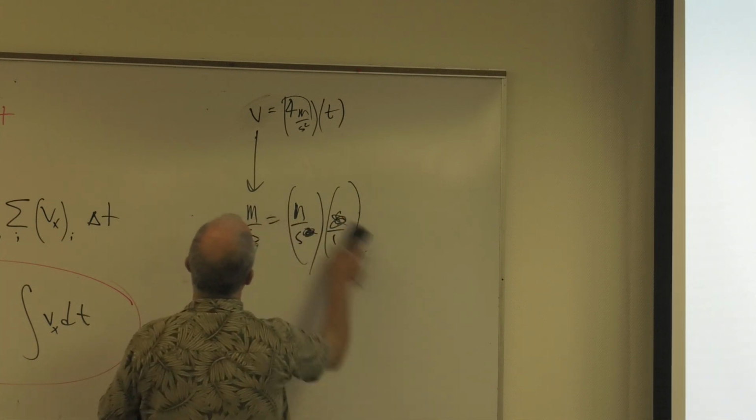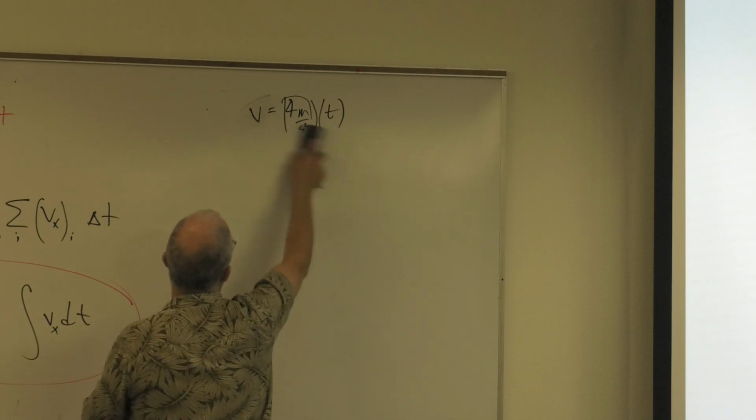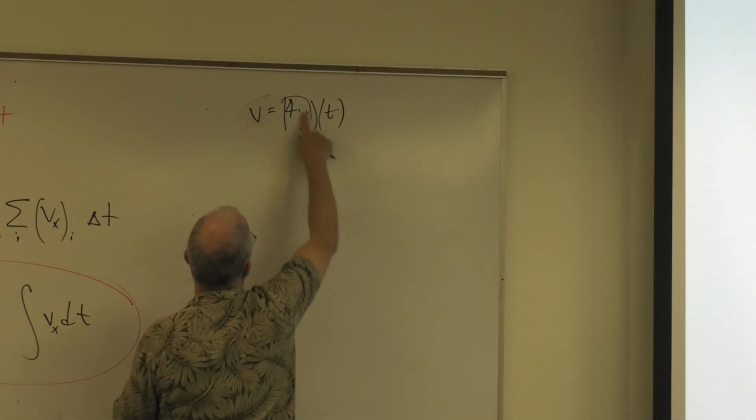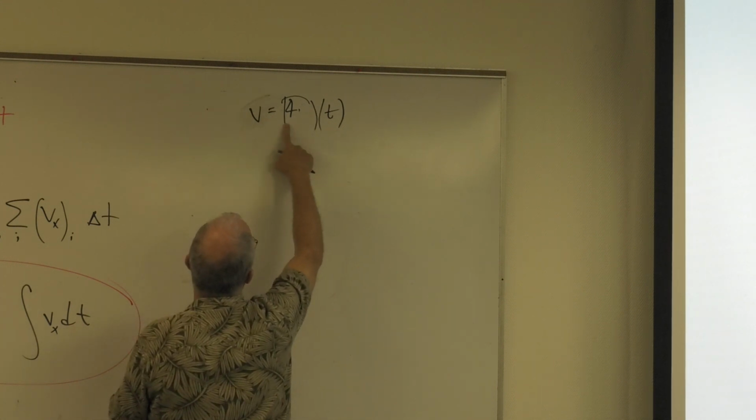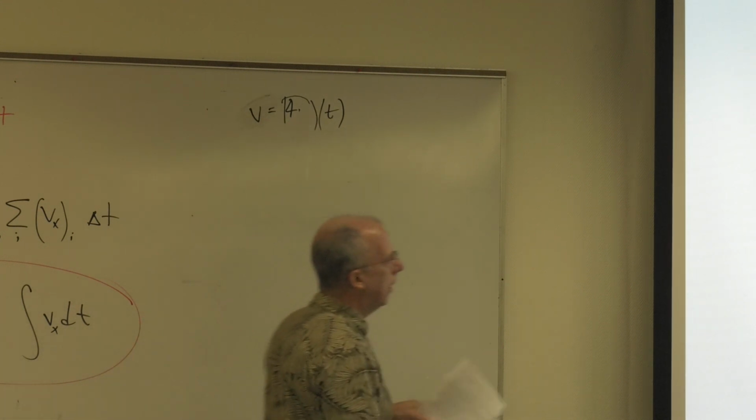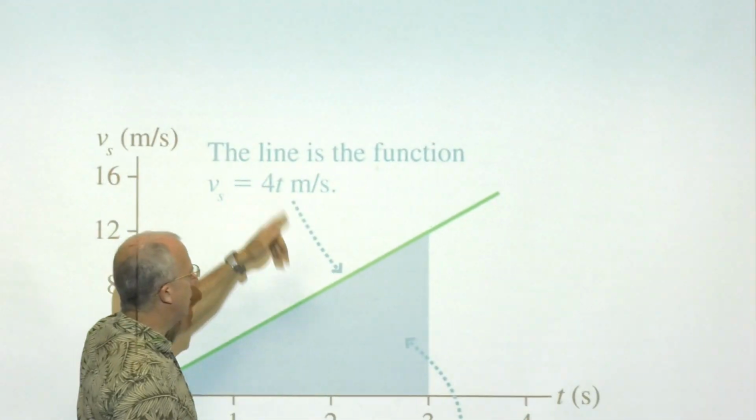All right, so what's the equation of that line then? Right there, they didn't write units. So the equation of that straight line is velocity equals 4t, right? Velocity equals 4t.